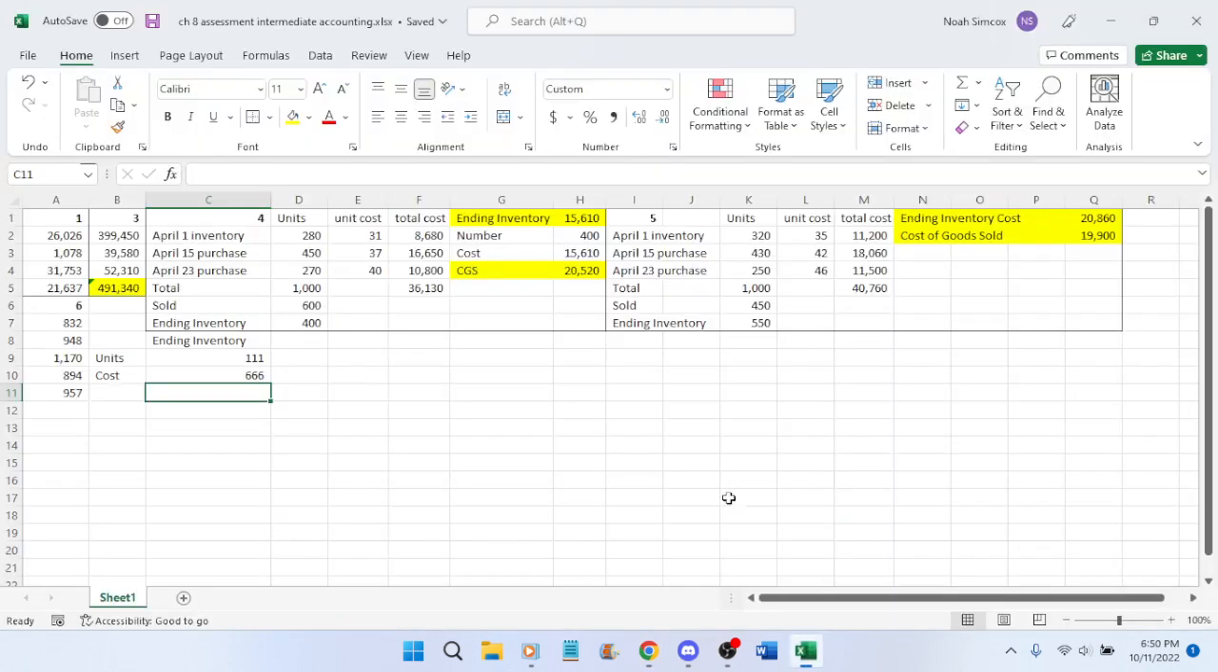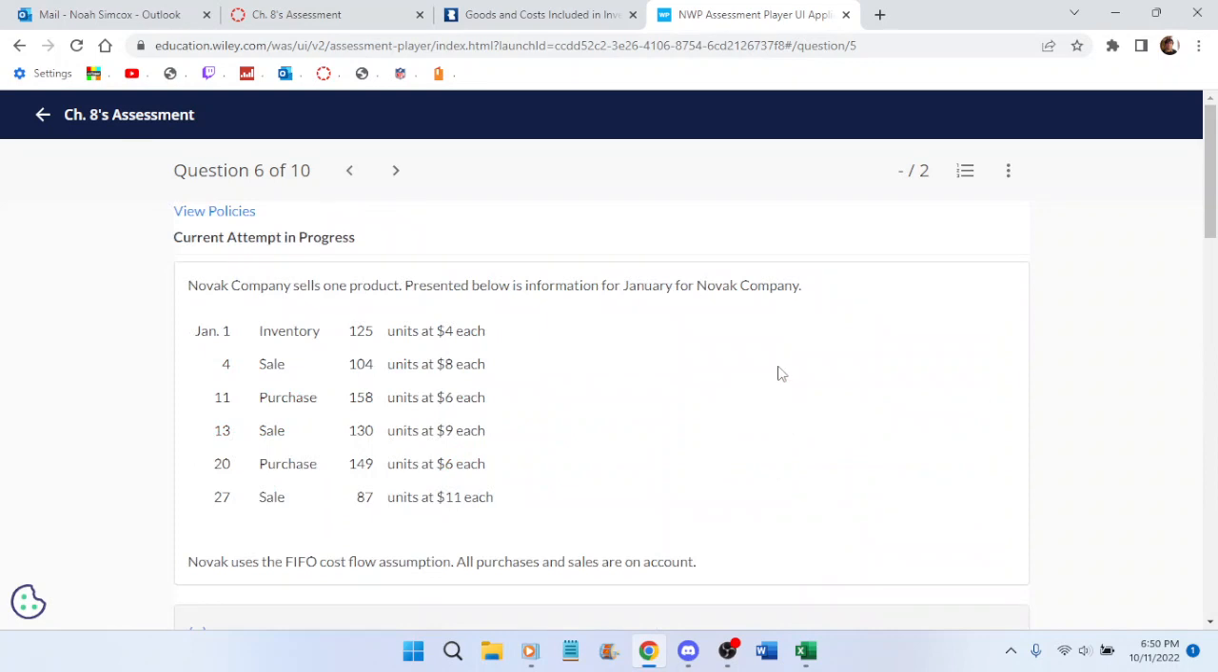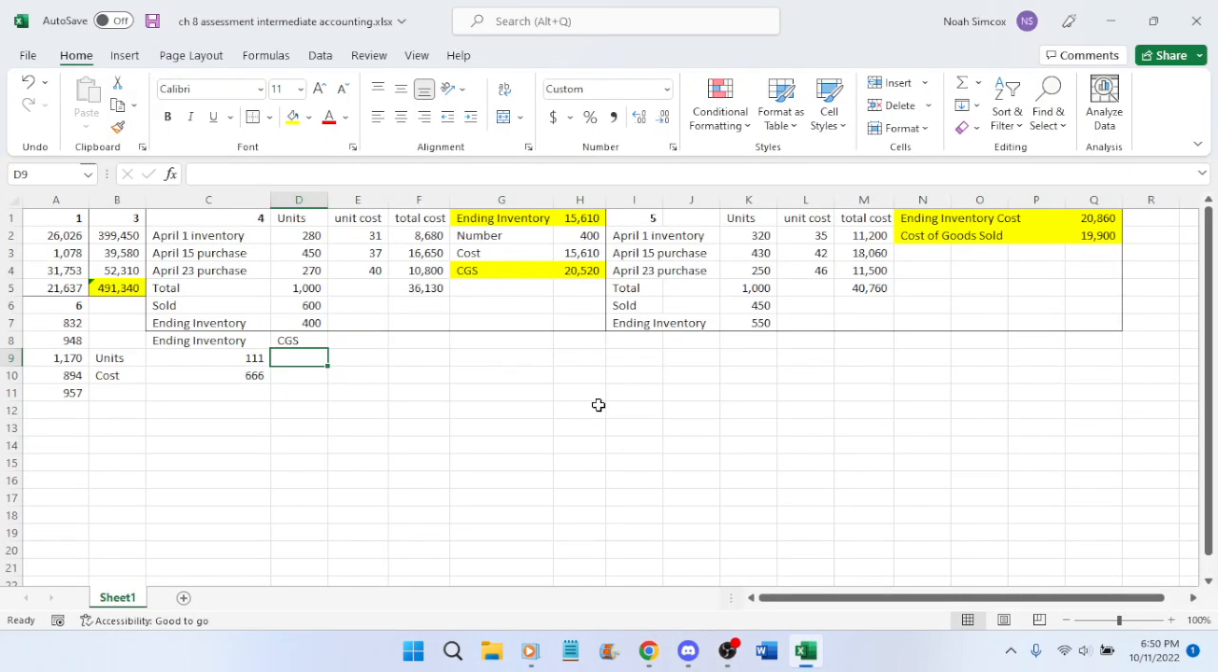And now we calculate cost of goods sold. What is the number of units sold throughout the whole month? You just have to add all of them up: 104, 130, and 87. So 321 units sold.